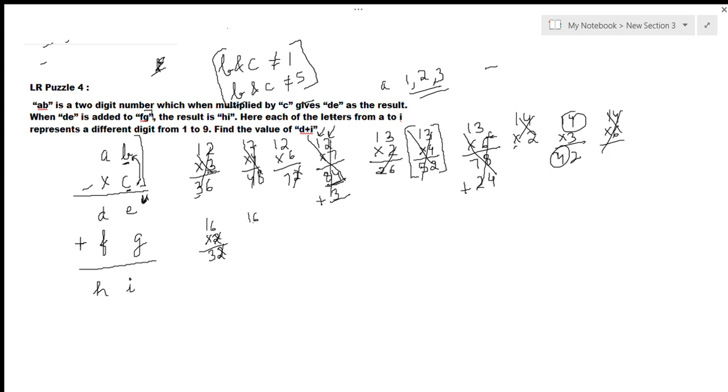16 into 3, 48. Now, what we have written over here is 16 into 3 is 48. अब यहां पर हमने कौन कौन से डिजिट्स यूज किए हैं? 1, 6, 3, 4 and 8. Now, which all digits are left? The digits left are, I'll just write it down here, 2, 5, 7 and 9.